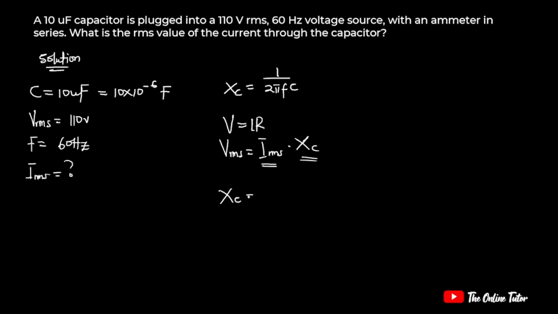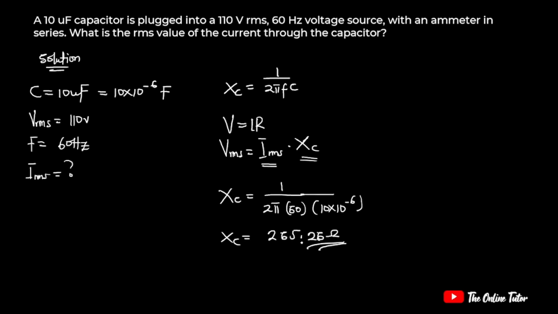So our XC becomes 1 over 2 pi, the frequency is 60, and the capacitance of the capacitor is 10 multiplied by 10 raised to the power negative 6. If we compute everything into our calculator, we are going to get 265.26 ohms. So this is our capacitive resistance.